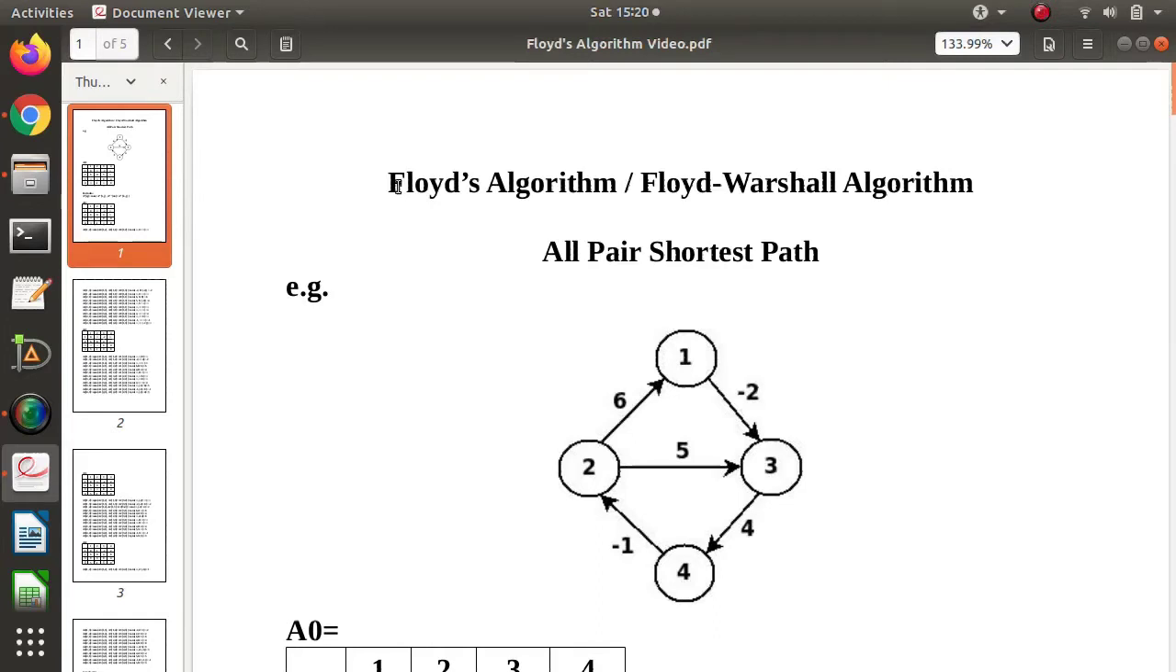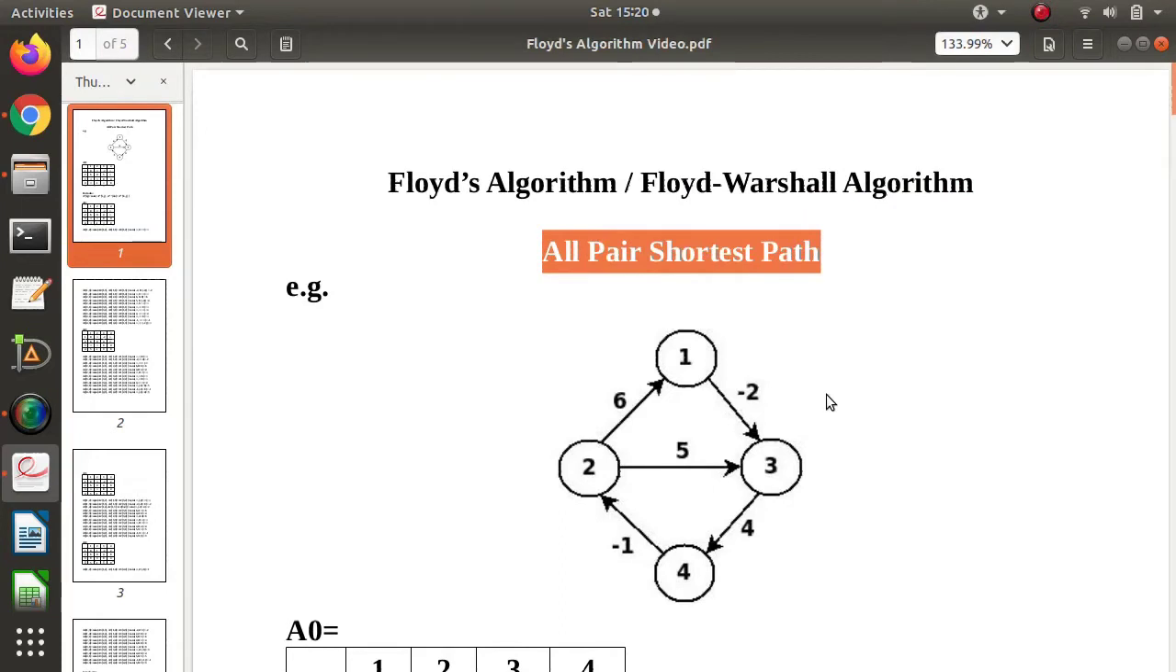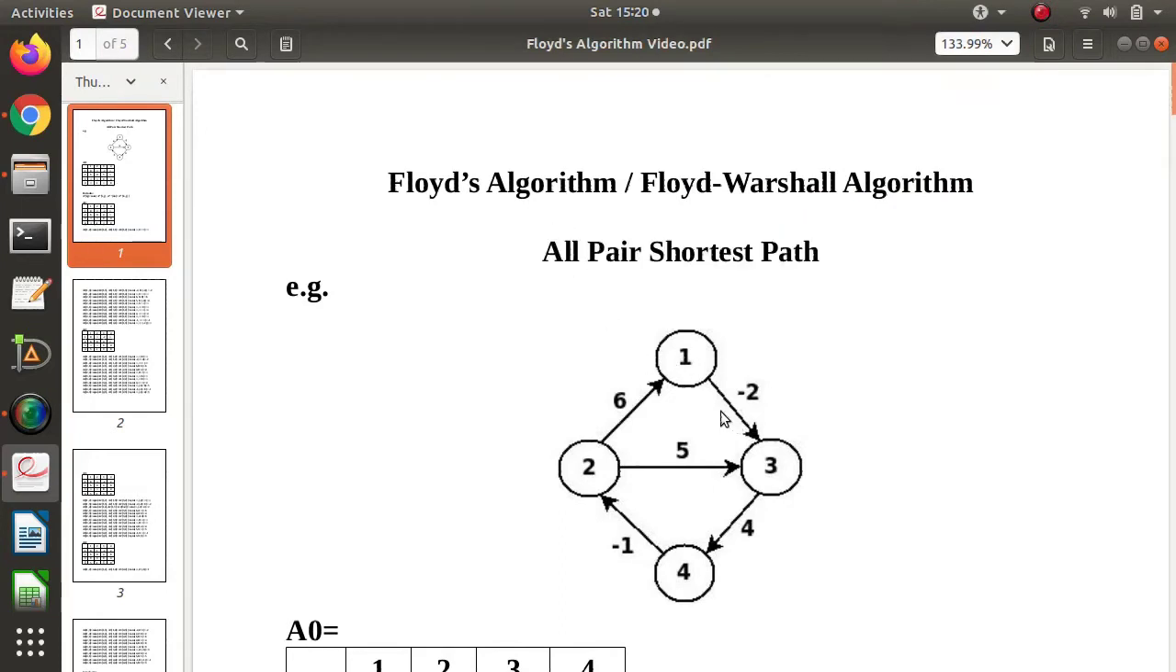In this video, we'll see Floyd's algorithm. Floyd's algorithm is also called the Floyd-Warshall algorithm, and this is used to find all pair shortest path. That means in Floyd's algorithm, we find the shortest path to reach from each vertex to all the other vertices. For example, from 1 we find the shortest path to reach 2, 1 to 4, 1 to 3. From 2, we find the shortest path to reach 1, 3, 4. From 3, we find the shortest path to reach 1, 2, 4. And in the same way, we find the shortest path from 4 to all the other vertices.